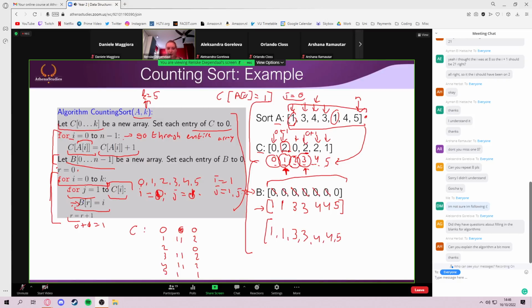And then what we have is B of r. So we had that r is 1 now. It's going to be equal to i. So we say i is 1, j is 1, and B of r, B of 1. Oh, sorry, no. The first element of B, so that's B0, is going to be equal to i, which is 1. So I think we just didn't have to do this step yet. Okay, so r is still 0.